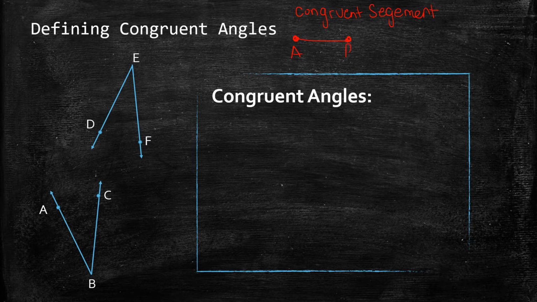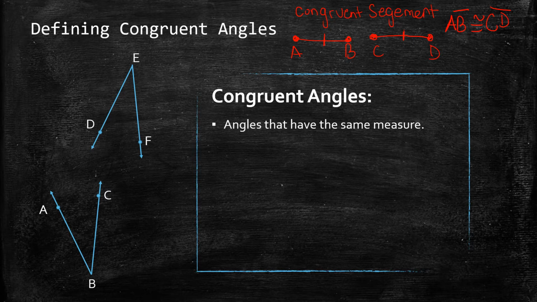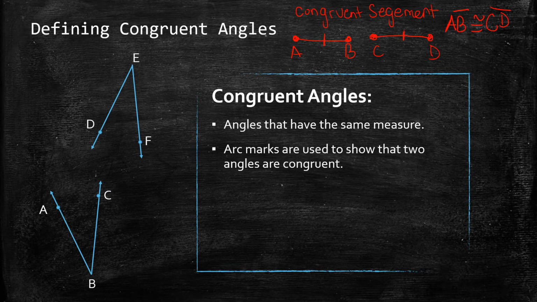So for example, if I have segment AB and I have segment CD here, I know they are congruent segments because we put tick marks on them, and the tick marks indicate they are congruent. So we can write segment AB is congruent to segment CD. Now that same concept which we learned previously can also be applied when we talk about congruent angles. Congruent angles are angles that have the same measure.